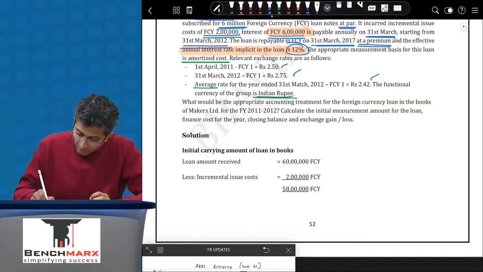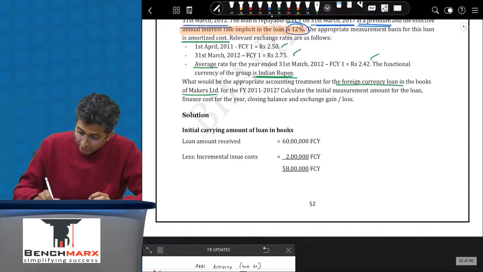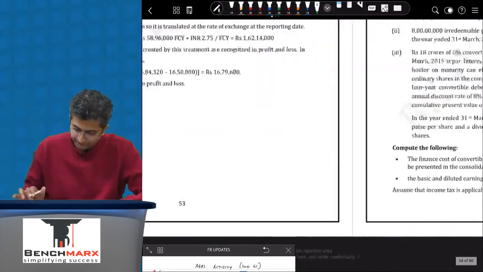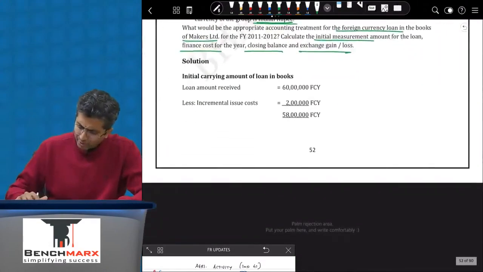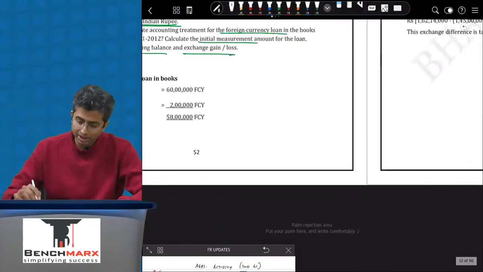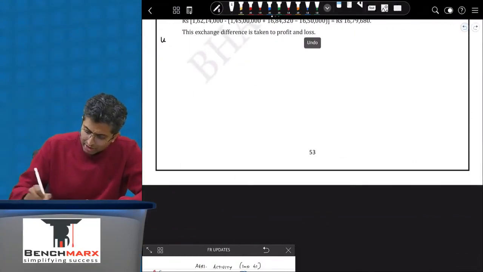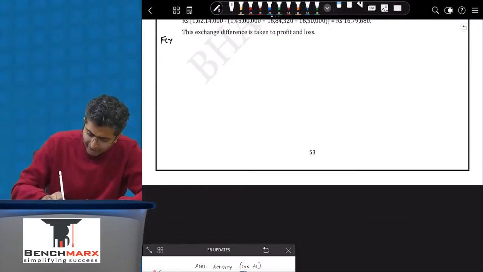What would be the appropriate accounting treatment for the foreign currency loan in the books of Makers for the year 11-12? Calculate the initial measurement amount of the loan, the finance cost for the year, and the closing balance and the exchange loss. All the 4 items have to be done. So what is the method that we typically use? Well, we typically calculate the amortization table in FCY and then also make a similar table in INR.